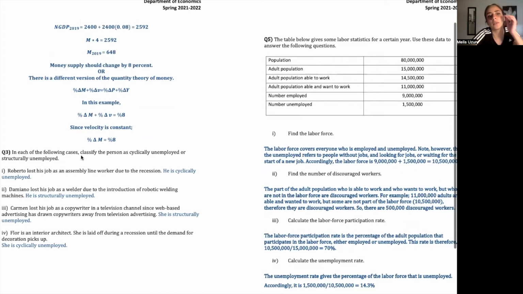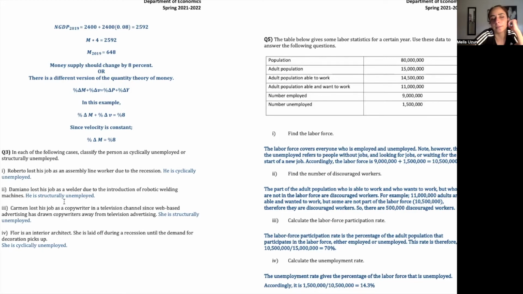In each of the following cases, classify the person as cyclical unemployed or structural unemployed. Roberto lost his job as an assembly line worker due to recession. If you see the word recession, you can easily find that this is a cyclical unemployed person. Damiona lost his job as a welder due to the introduction of a robotic welding machine. It's structural unemployment.